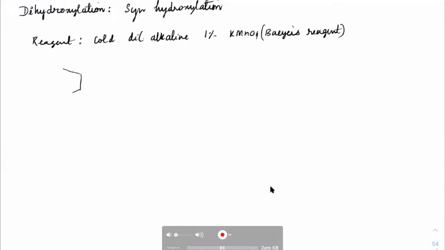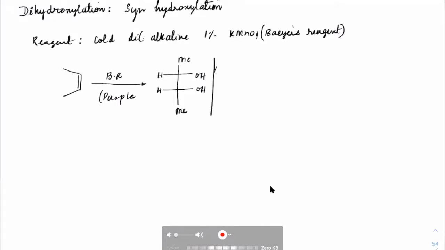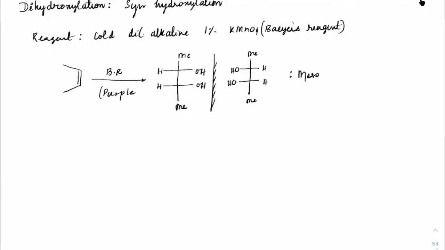Suppose I take a cis alkene like this. In the presence of Bayer's reagent, which is a purple-colored solution, it will turn into a meso form with two OH groups, with methyl and methyl, having a mirror image of it, the same structure, and both of them are identical. So we would get this meso form, right?